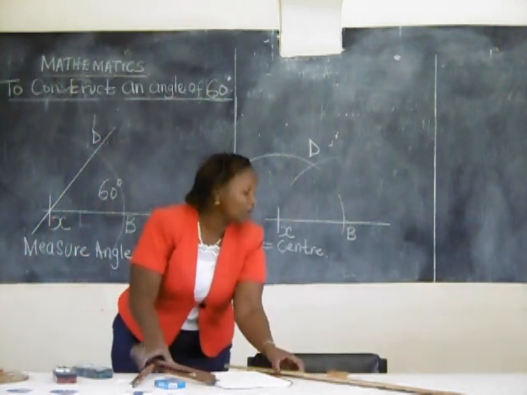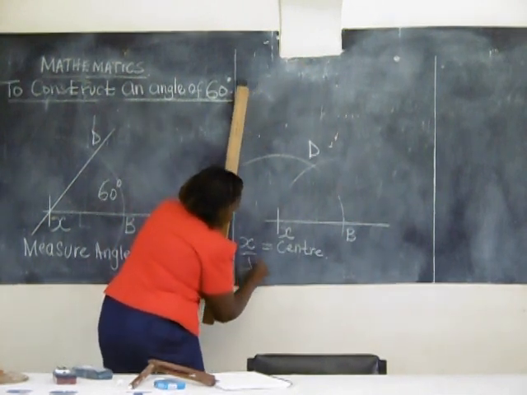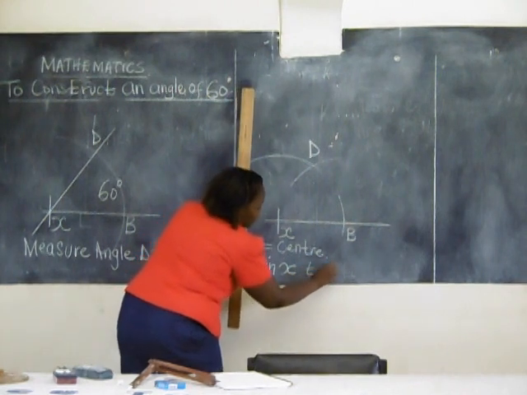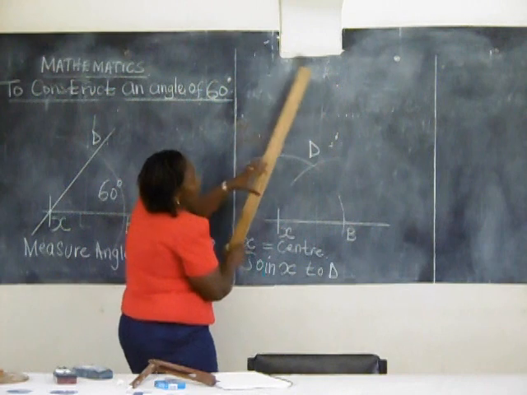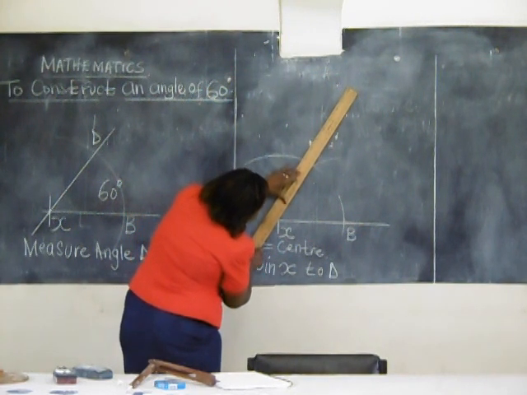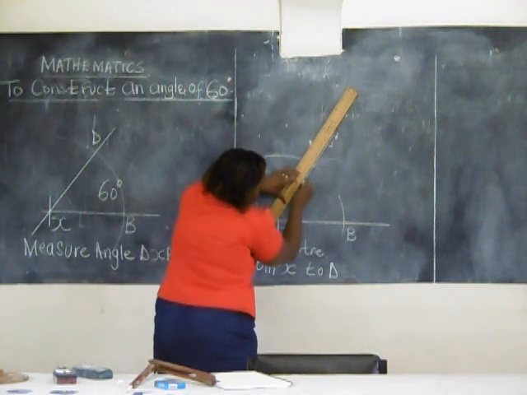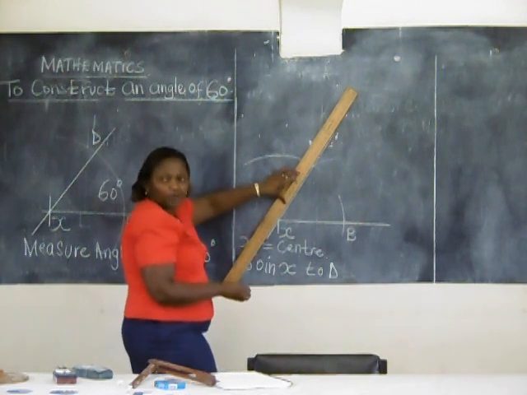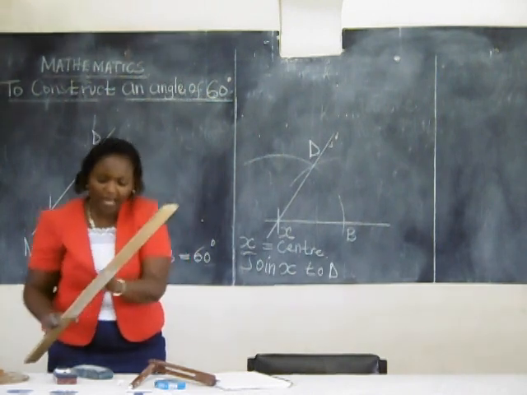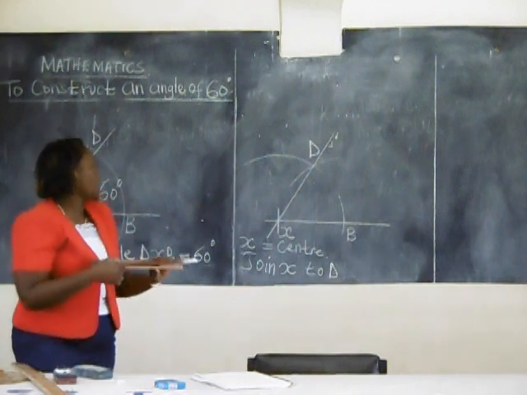Take your ruler and join X to D. Place your ruler there and draw your straight line. Are we together? Good. I can see that most of you are getting on well. And if you have any problem, you can ask.